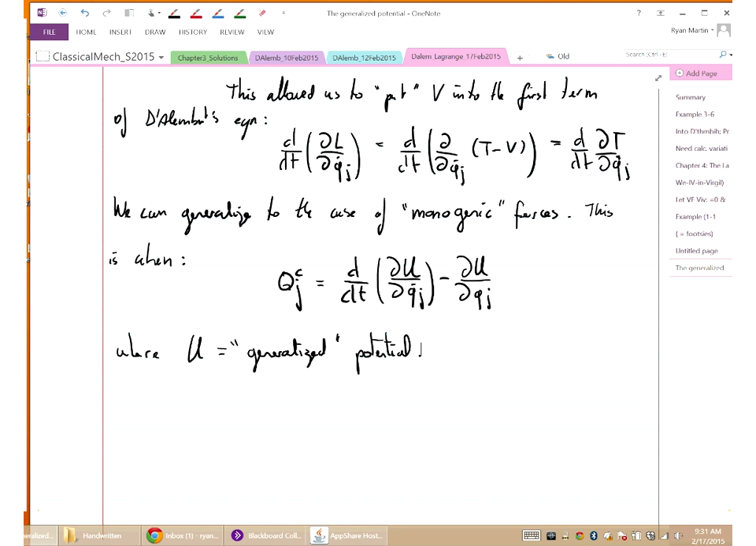So all the conservative forces are monogenic forces. Gravity would fall in this category as well. It's just that in the gravity case, ∂U/∂Qj dot is 0. So for all conservative forces, that first term is 0, but you can always say the conservative forces are a subset of the monogenic forces. So why even bother? There's something mathematically pleasing in making a more general definition of the potential that's going to allow us to put it into D'Alembert's equation.